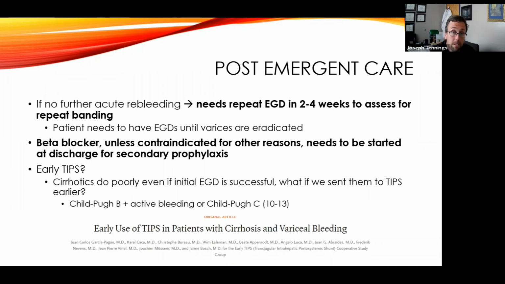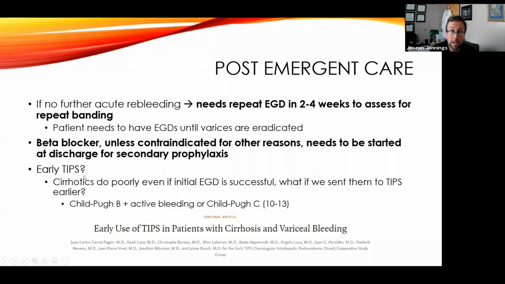A beta blocker is another tool for either primary or secondary prophylaxis of bleeding. So in someone who's bled, they should not only have band ligation or eradication of the varices, they should also be put on a beta blocker, unless there's a contraindication, to decrease the likelihood of repeat bleeding after they leave the hospital. For some patients, if they're encephalopathic or their MELD score is too high, TIPS is not necessarily recommended.